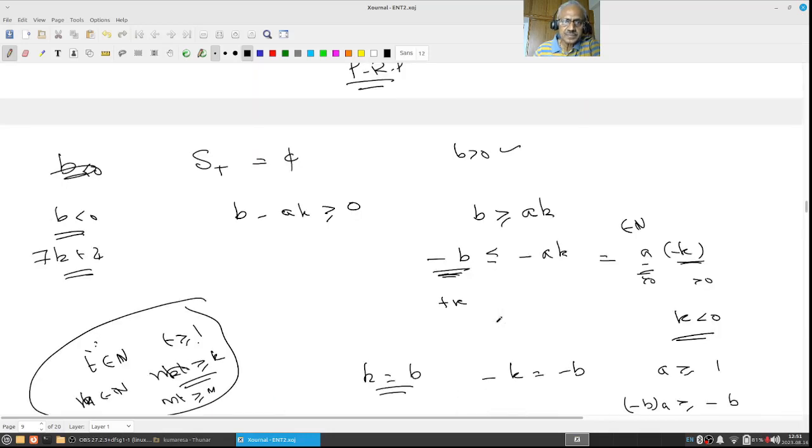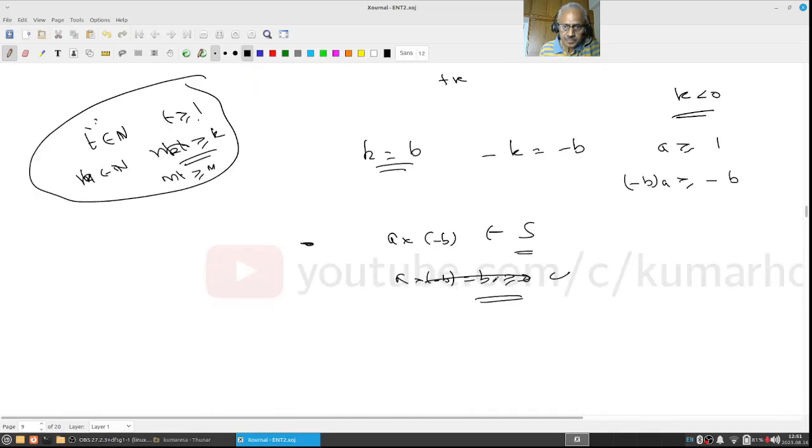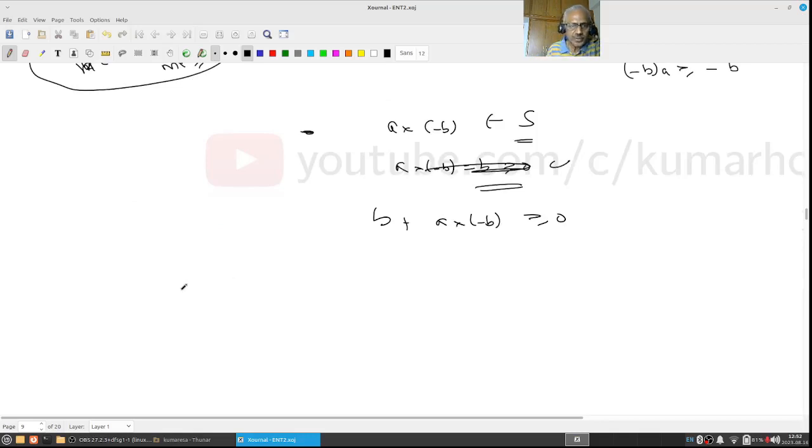Sorry, b plus a times minus b is greater than or equal to 0. That's what we proved. So what you have proved is S plus is not empty. If b is negative, then what do we do?